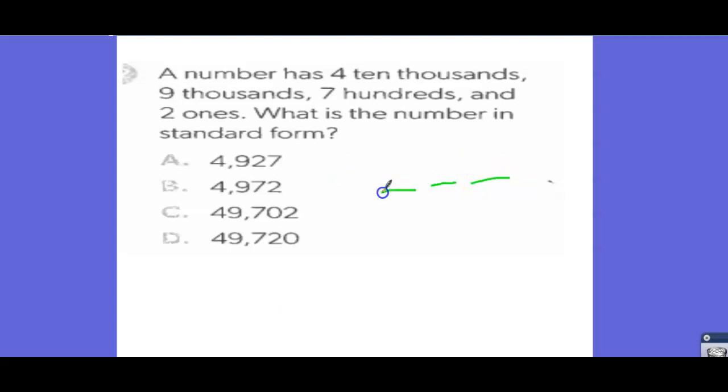What I mean by drawing the place value chart is, I do 1s, 10s, 100s, 1,000s, 10,000s. Oh, so I have 5 numbers. I have to do 5 numbers, so it would be a 4 here. I have 4 10,000s, I have a 9,000, a 700. And look, there's no 10s place, so you put a 0 and then a 2. All right, so then we go to the next question.